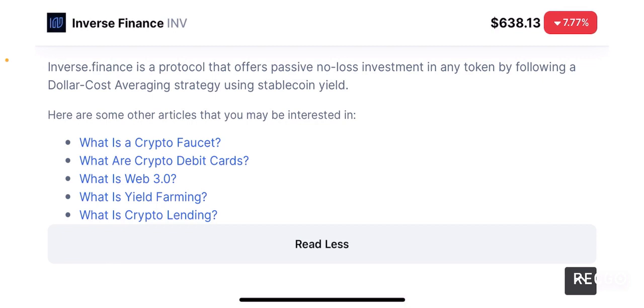So you can basically earn a passive income through Inverse Finance with a no loss investment strategy. So you don't have to lose any money, or you don't have to worry about losing any money. And this investment strategy is going to be fully passive, and you can do this for any token by following a dollar cost averaging strategy.